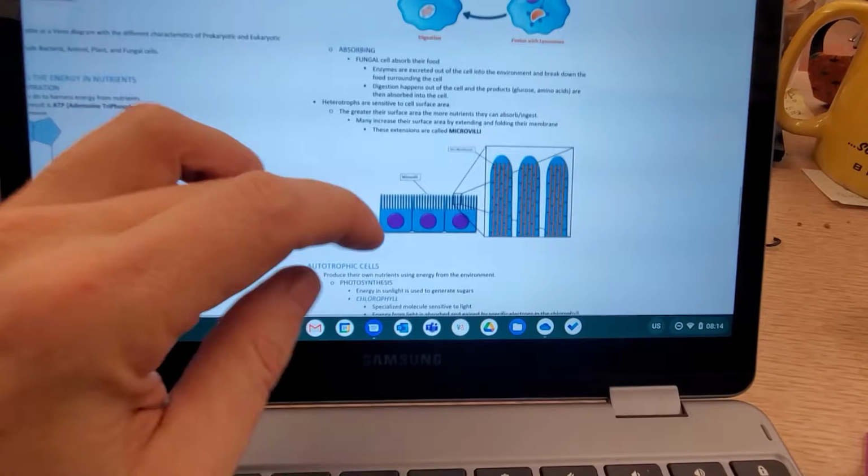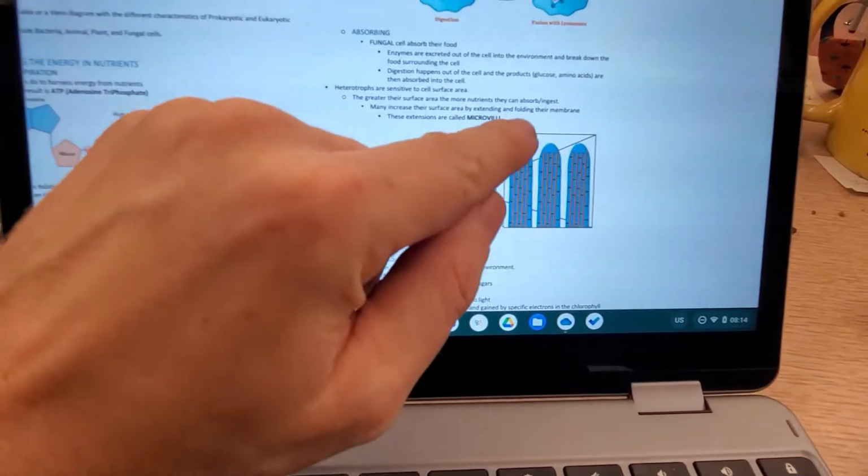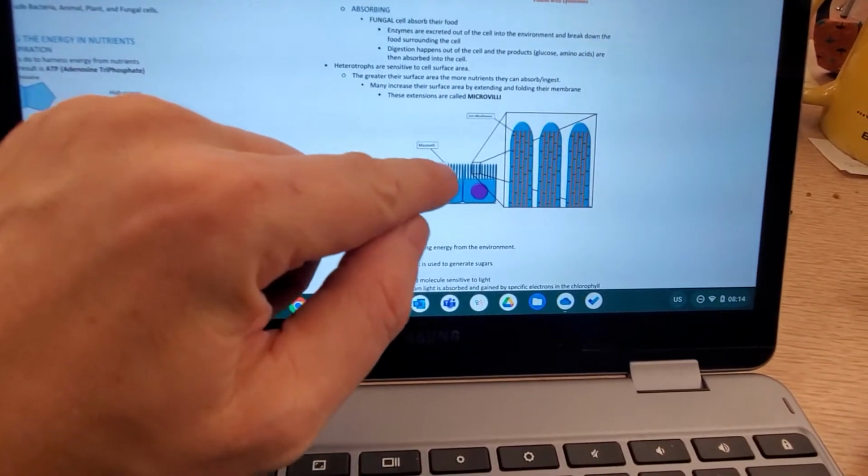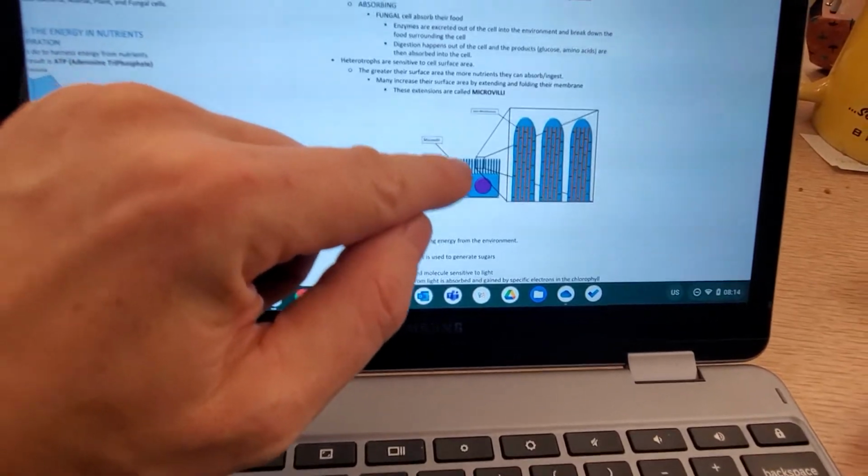These types of cells, heterotrophic cells, really are dependent on surface area. They need a lot of surface area. So if you look in our stomachs, for example, the cells lining our stomachs have all these villi. These little hairs increase the surface area. So we're absorbing nutrients in the stomach. It helps us absorb things.